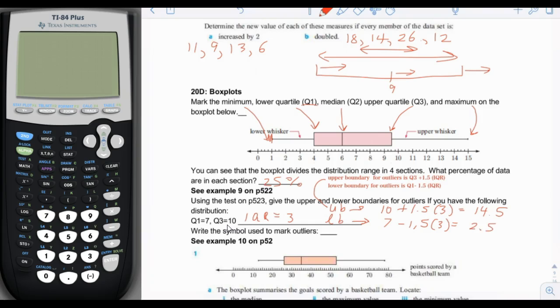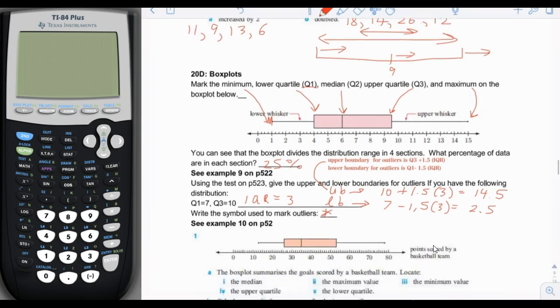Write the symbol used to mark outliers. The book uses an asterisk to mark outliers on the box plot.